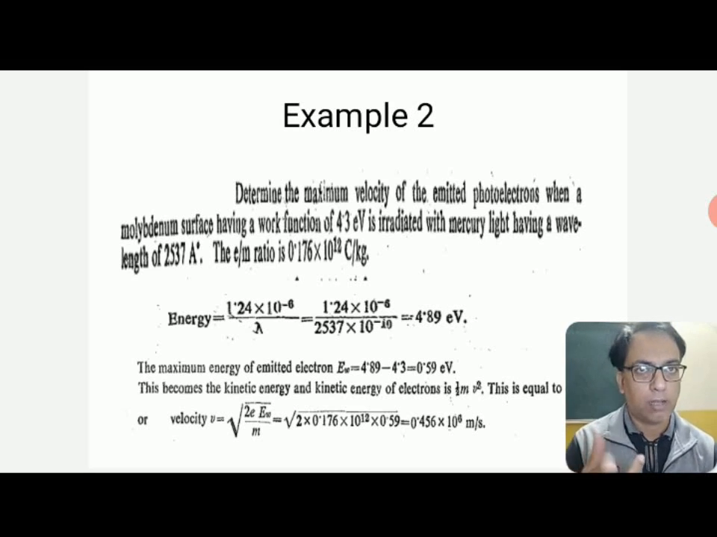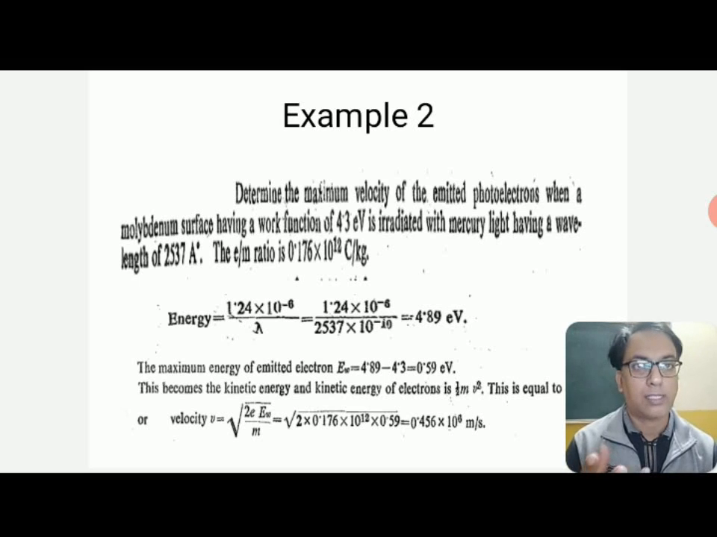Now using the mercury light wavelength, we can calculate the energy by the basic formula of 1.24 into 10 to the power minus 6 upon lambda. By putting the value of lambda over here, which is 2537 into 10 to the power minus 10, that gives out to be 4.89 electron volt. Sorry, this is not the work function, this is the energy being given to the molybdenum surface.